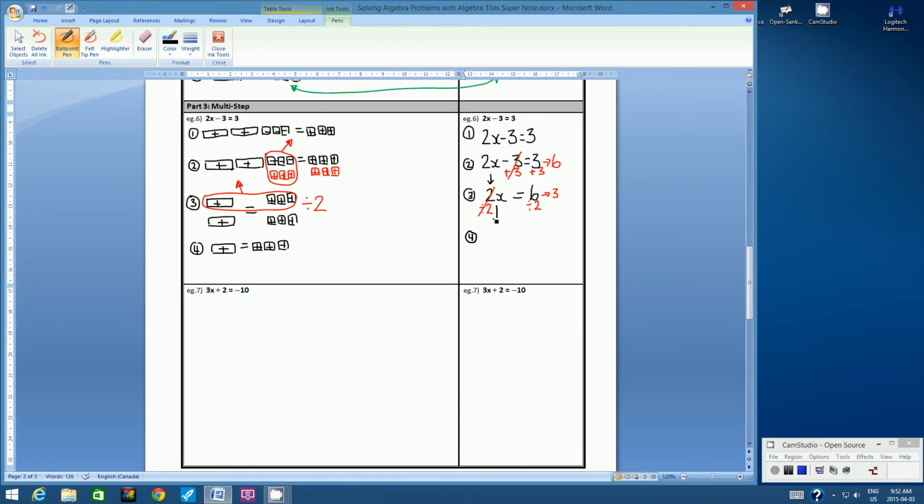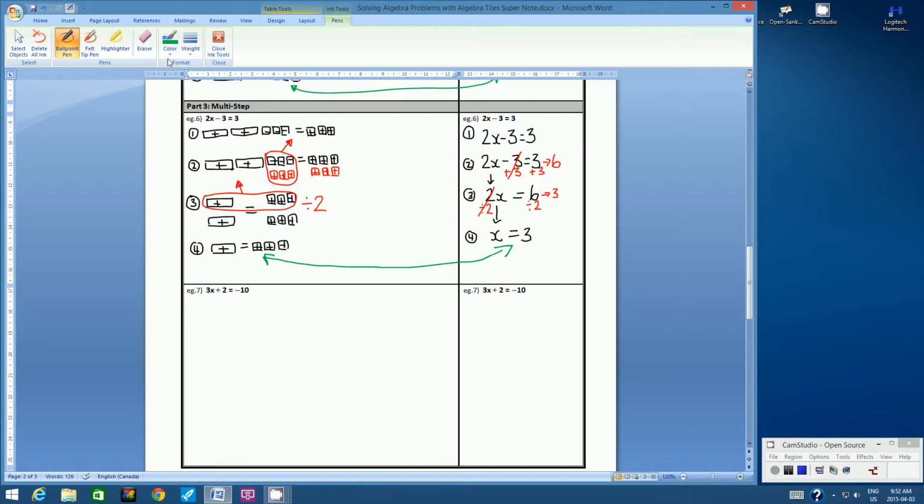What remains is x, because this is actually 1x. We don't write the 1, equals 6 divided by 2 is 3. Last check, we see that our tile diagram solution is equal to our algebraic solution, and that's what we want.